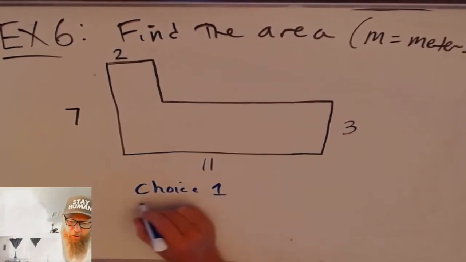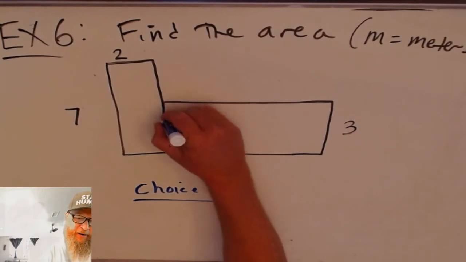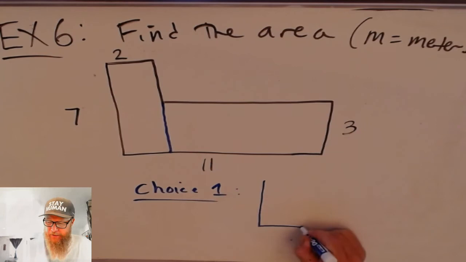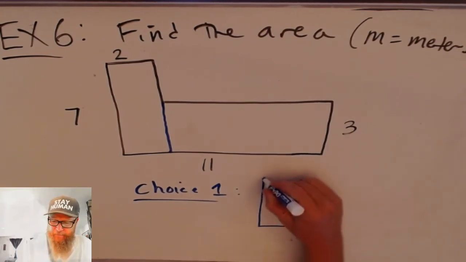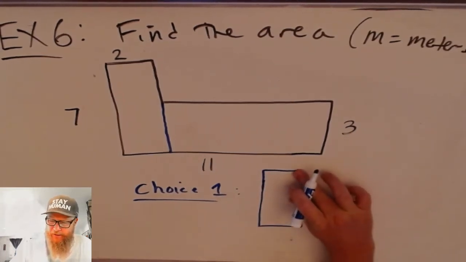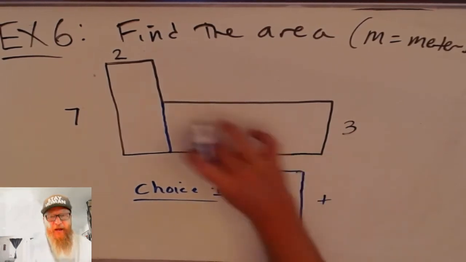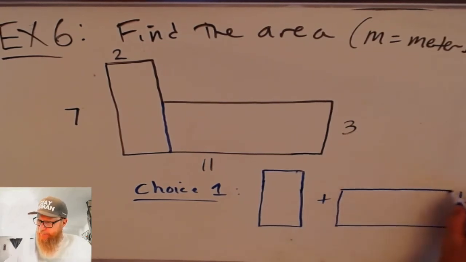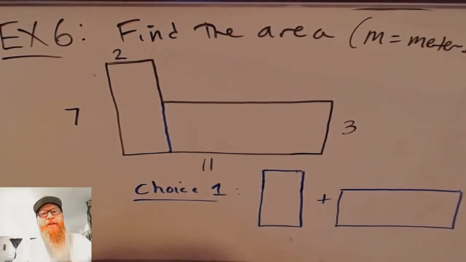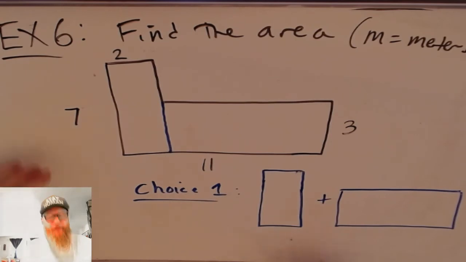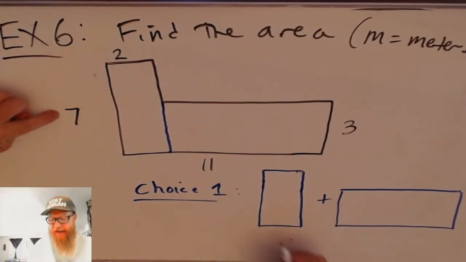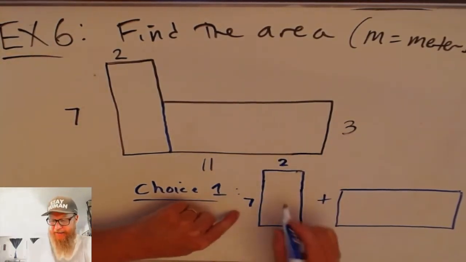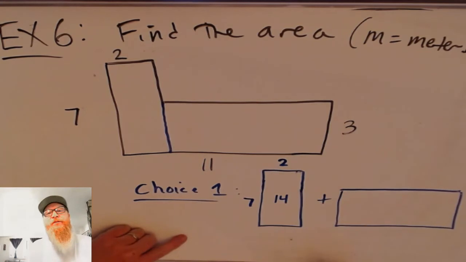Choice 1 would be to cut here. And so now you've got this tall, skinny rectangle, plus this long, wide rectangle. And then you need to figure out how long everybody is, right? So let's see. In choice number 1, I would have 7 meters and then 2 meters. So this rectangle would be 14 meters.